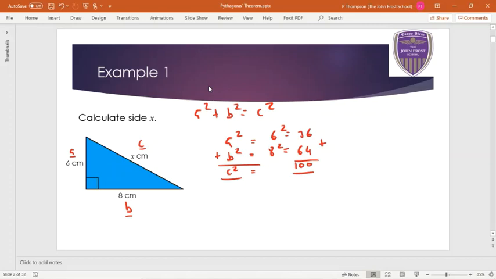But if you didn't know that off by heart, then you could use a calculator, couldn't you? You could just take the square root of 100, and you would get 10 centimeters back. Remember, this wasn't called c, sorry. It was called x. So in this case, x is 10 centimeters. Easy.